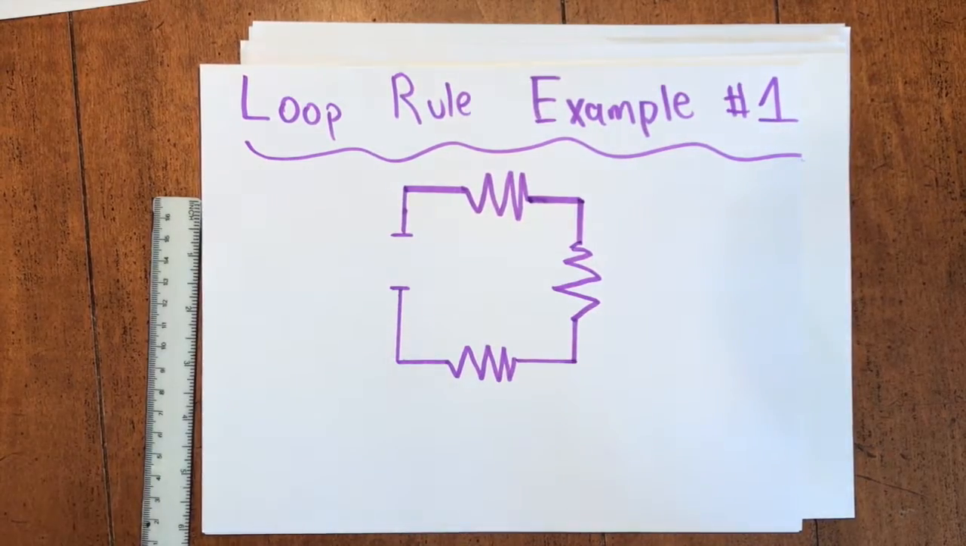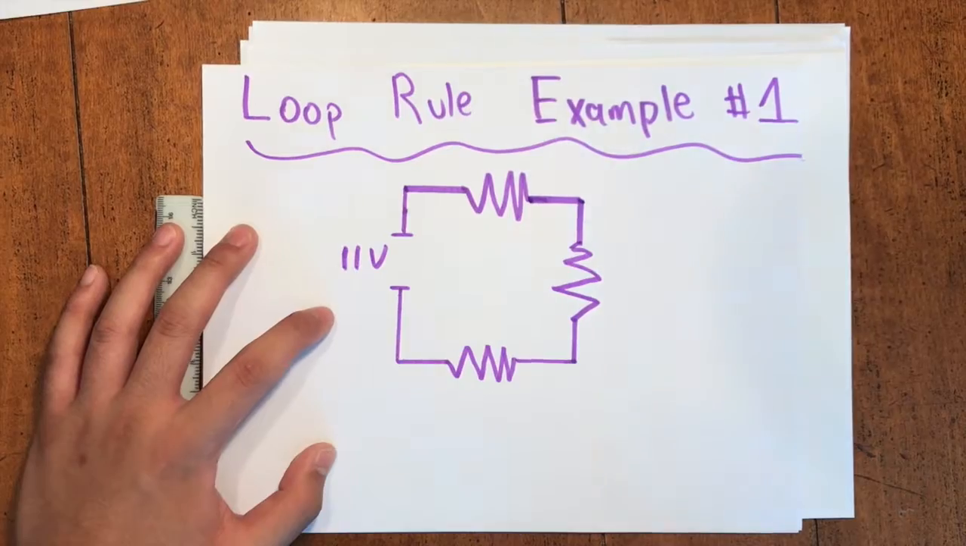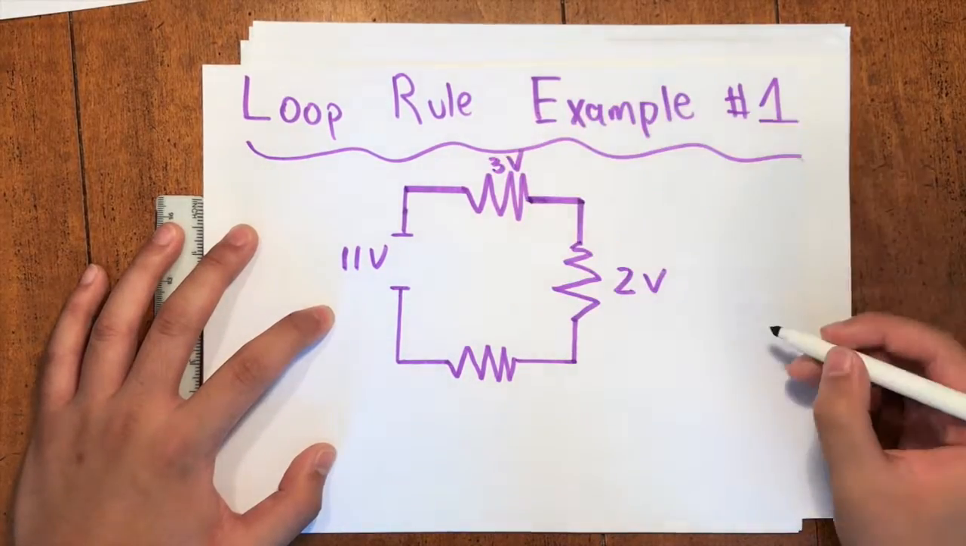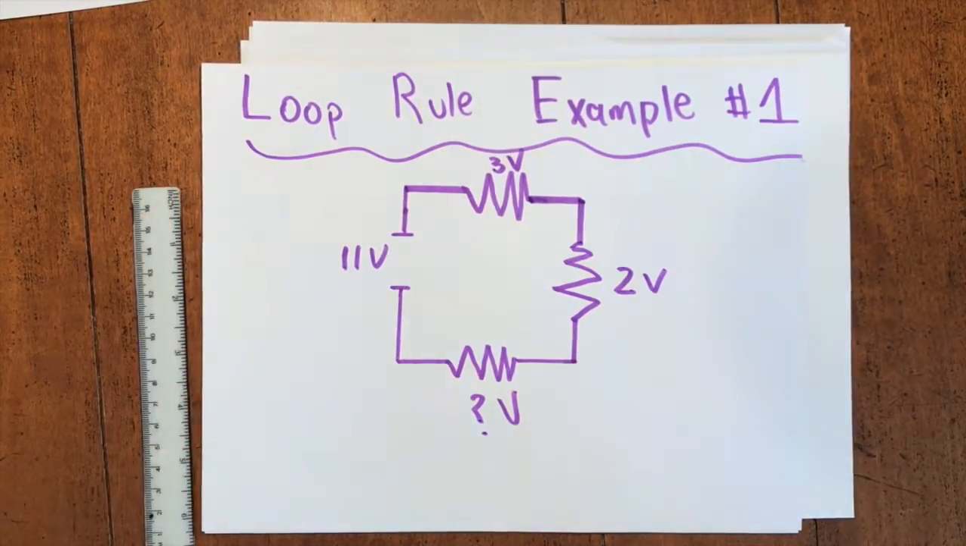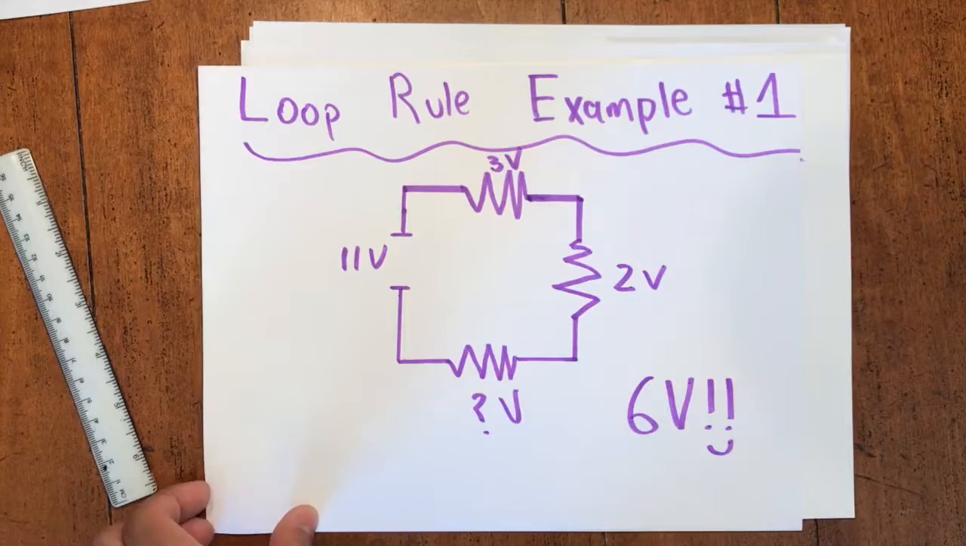In this example, 11 volts are gained by the battery, and therefore 11 volts must be lost throughout the circuit. If 3 volts are dissipated through the first resistor, and 2 volts are dissipated through the second resistor, that means 6 volts must be dissipated through the last resistor so that 11 volts are dissipated in total.